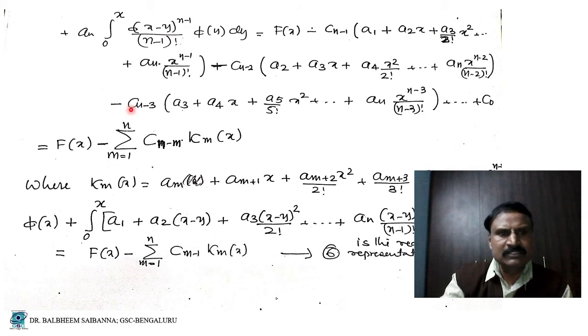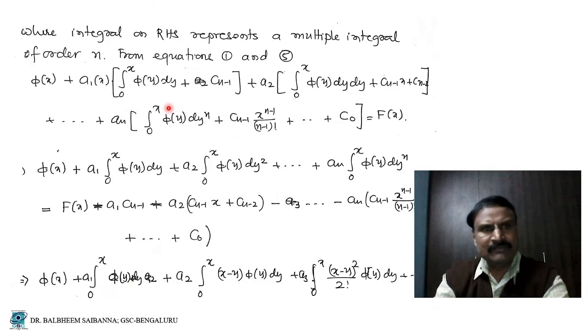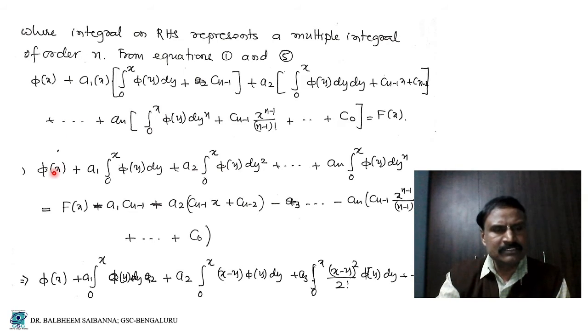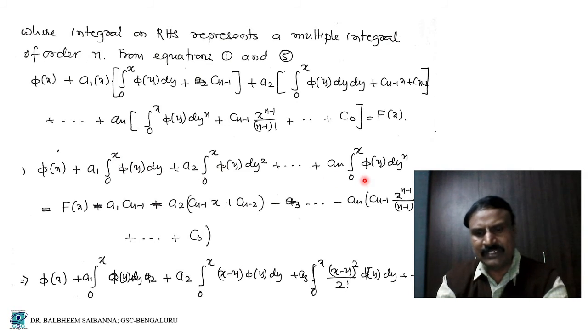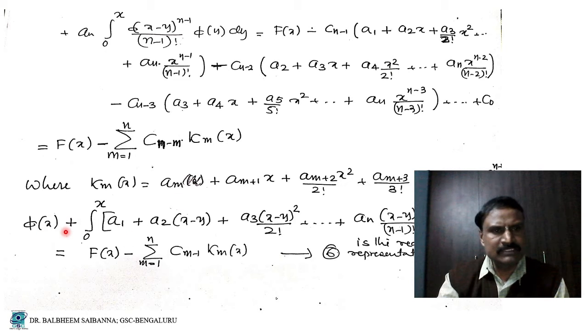Then what is the left hand side? Left hand side is this thing, phi of x plus a1 integral over the limit 0 to x phi of y dy plus a2 and so on. Left hand side, phi of x plus integral 0 to x, you should take the common phi of y dy common. Then we have to leave a1 plus a2 into x minus y plus a3 into x minus y whole square by 2 factorial plus and so on plus a n into x minus y raised to power n minus 1 by n minus 1 factorial, phi of y dy.